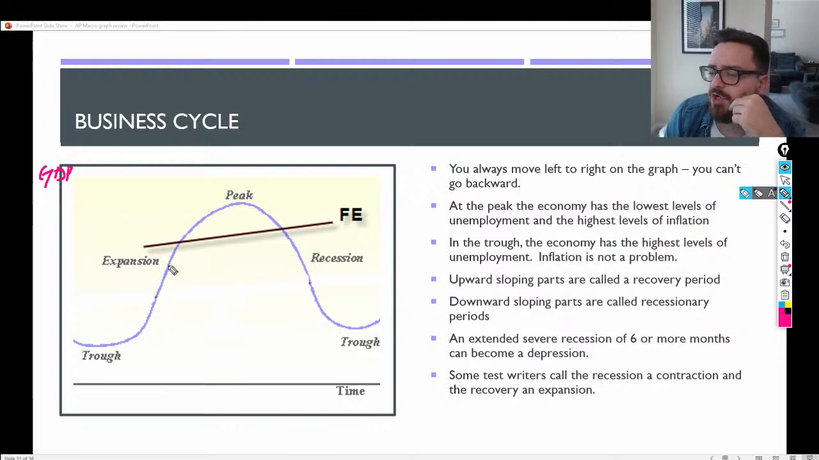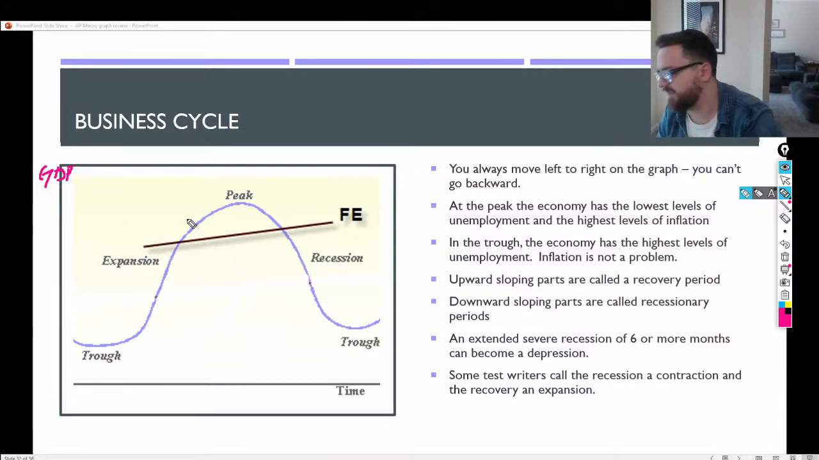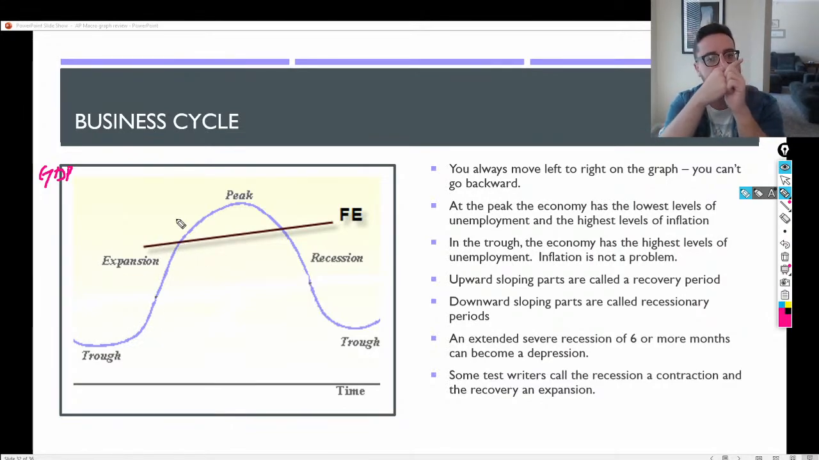Upward sloping parts are your recovery periods where GDP is starting to climb back up. It hasn't gone back to where it's supposed to be, but it's getting there. If you're imagining a recessionary gap, the gap is getting smaller as you go up this line, and once you pass that full employment line, you're like, boom, we closed it. And then you keep going, uh-oh, no, inflation, no, then we go back.